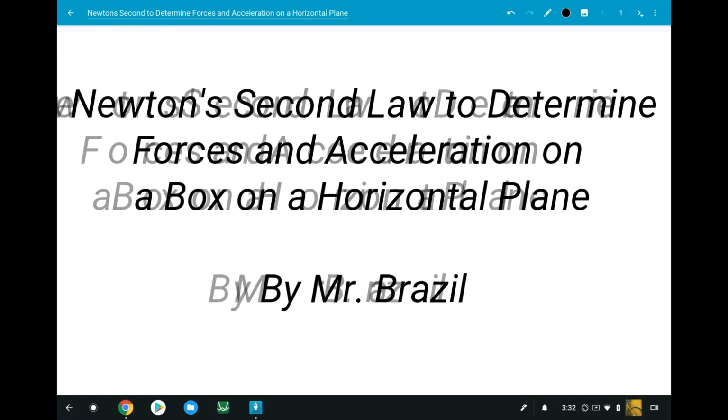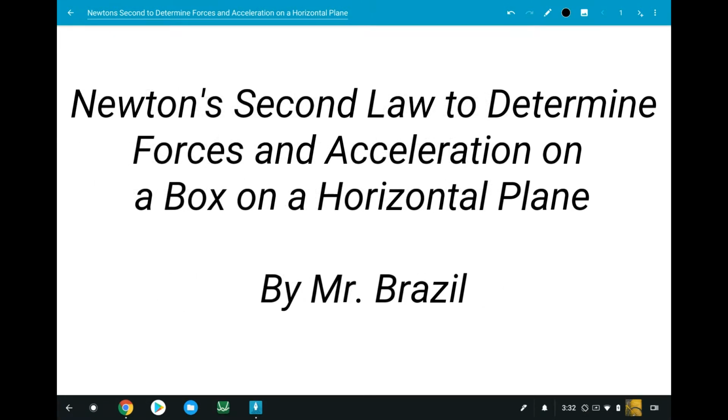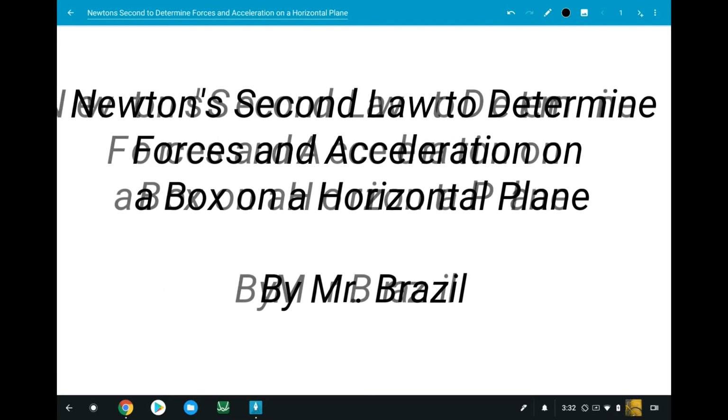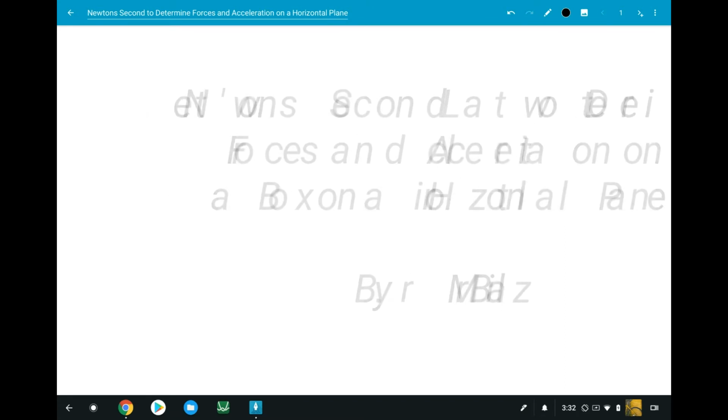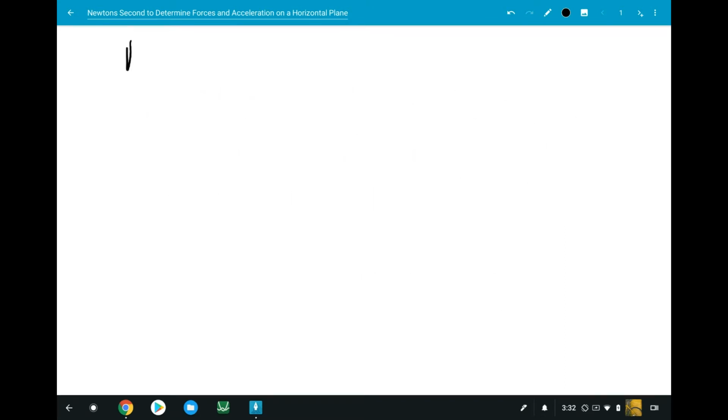Today we're going to take Newton's second law and determine the forces on a box sitting on a horizontal plane and determine its acceleration using those forces. Here we go. So Newton's second law is F for force, M for mass, A for acceleration. So F equals ma. That's Newton's second law.